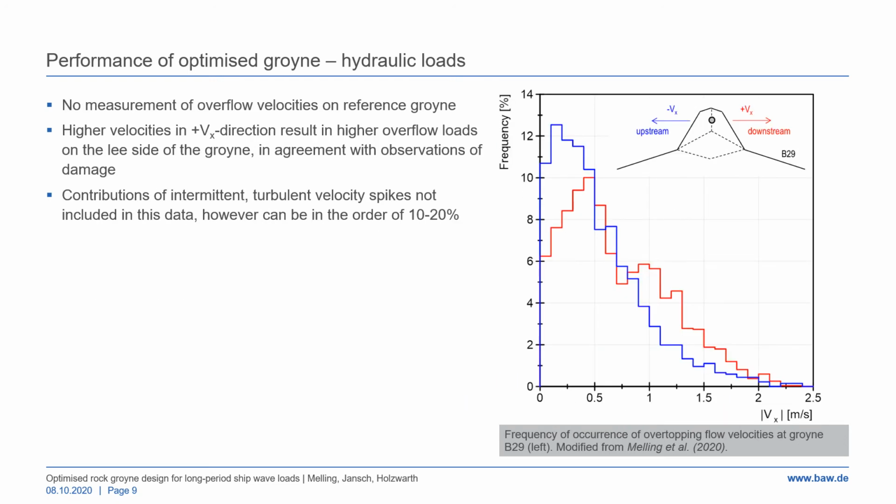Taking a quick look at the histogram of measured overflow velocities on the crest of the recessed groyne, we can see that the velocities in downstream direction, indicated here in red, are notably higher than in upstream direction. Discounting turbulence effects, velocities of well over 2 meters per second were measured at the site. These measurements are in agreement with the observation of damages on the lee side of groynes. Unfortunately, no overflow velocities were measured on the conventional groyne, so a quantitative comparison is not possible here.